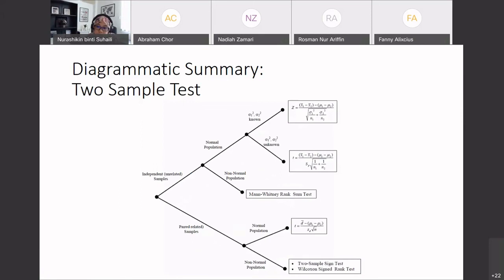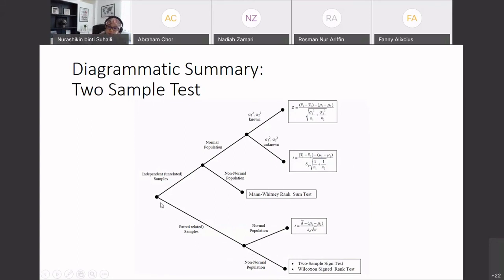Two sample test means that we compare the two samples and we try to find the difference, right? And we relate it to the population at the end. So that is basically what the two sample test is all about. Again, it's divided into parametric and non-parametric. If you can see for the non-normal here, this is non-parametric.